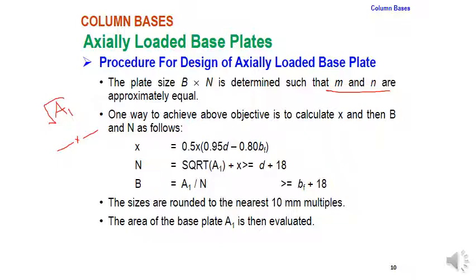Here in this slide a very simple procedure is given. You can see it by yourself. Sometimes we do not use it, because we have this very initial criterion that you are considering your base plate as a square plate, so it does not need to be used. But if some student does not want the square root, he can go for that, so you can use it by yourself. Sizes are rounded to the nearest multiples of 10 millimeter. The area of the base plate A1 is then evaluated finally after rounding it.